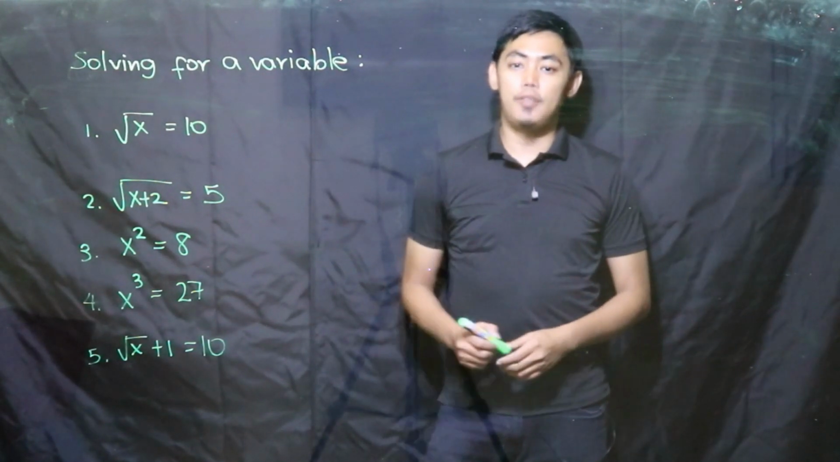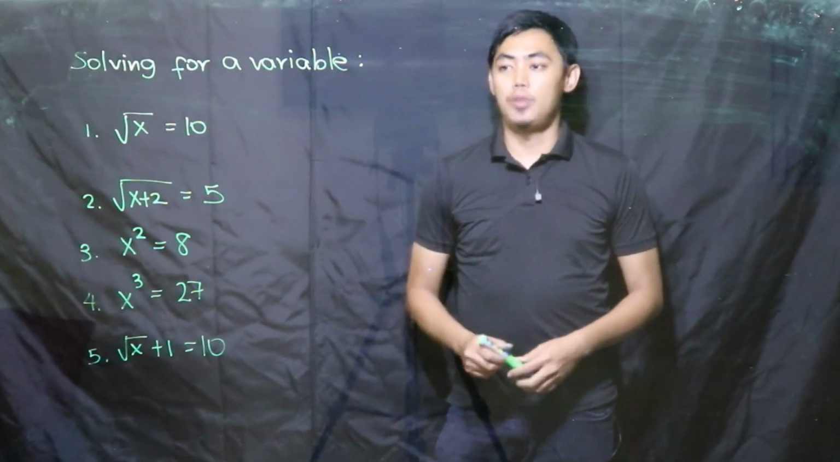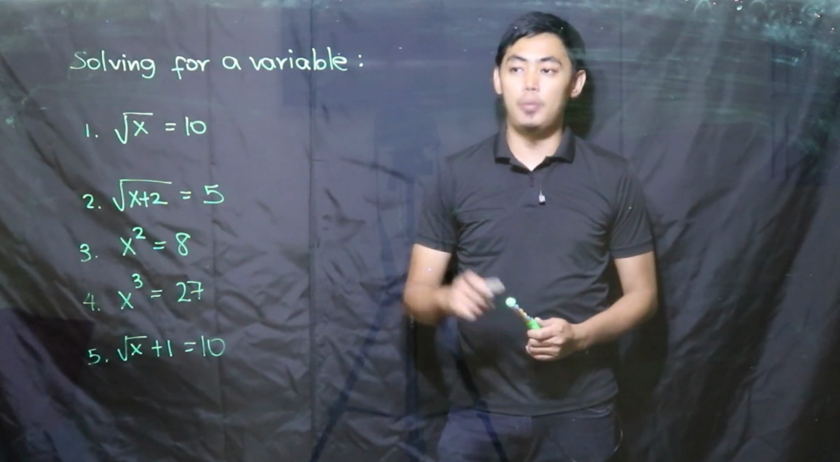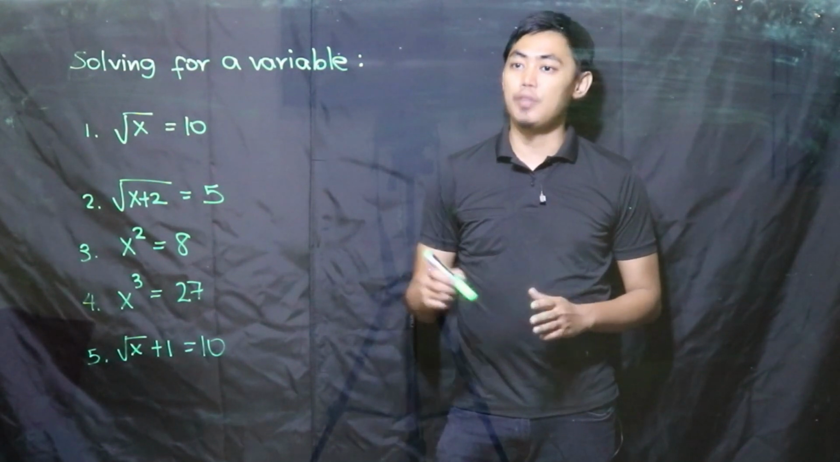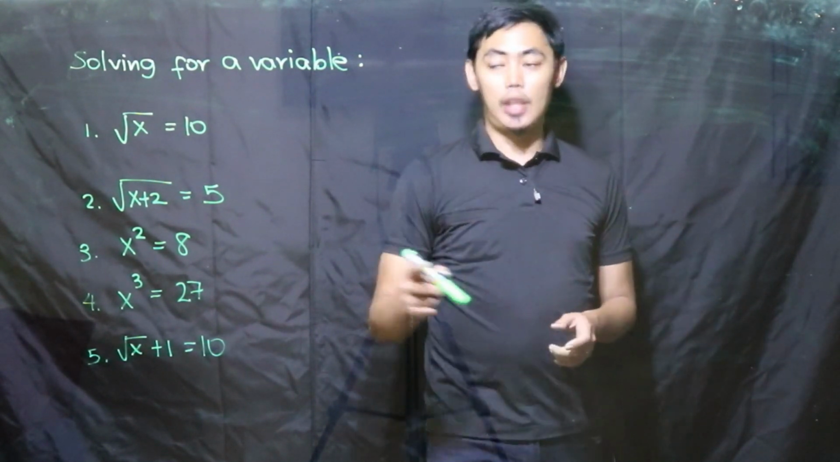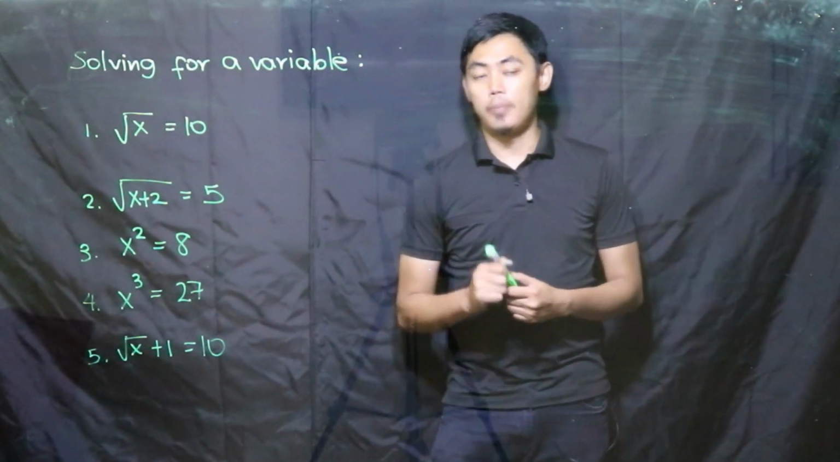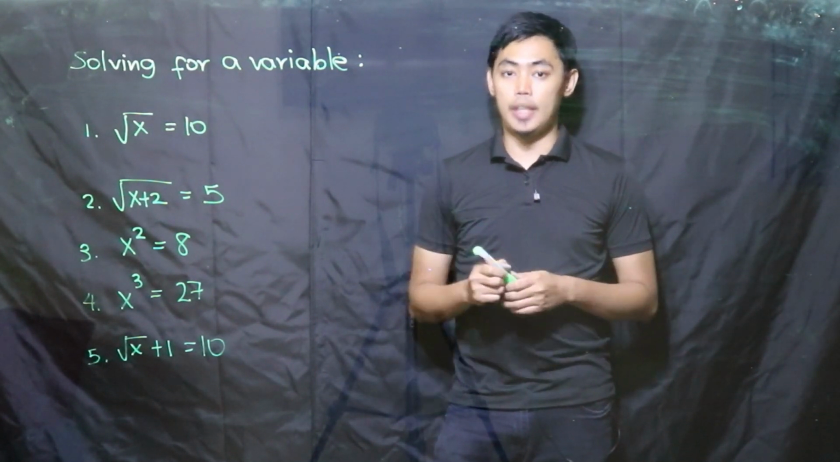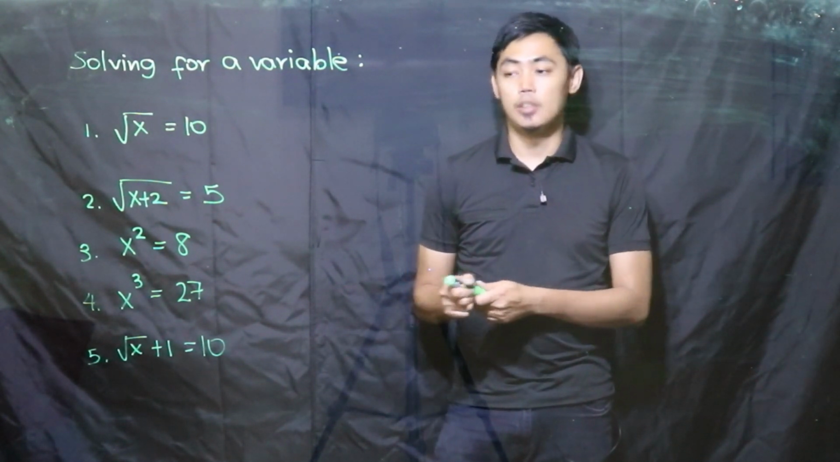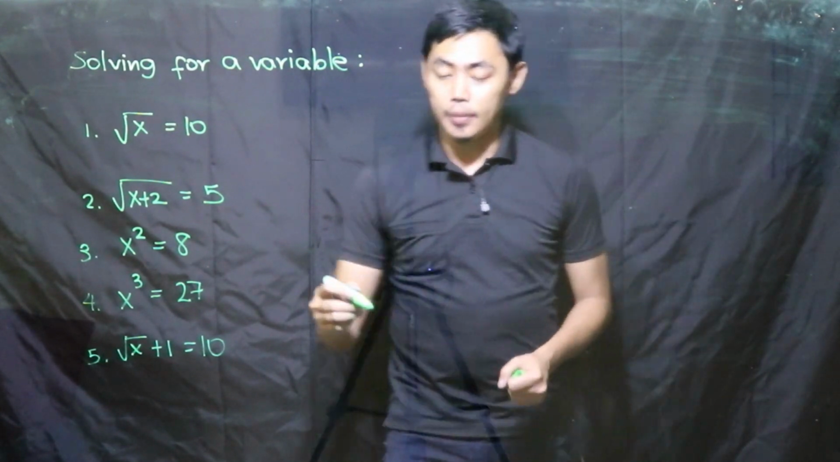Guys, welcome to another math video this week. Today we will learn about solving for the value of each variable, but this time it will involve some radical sign. So let's go to number 1.